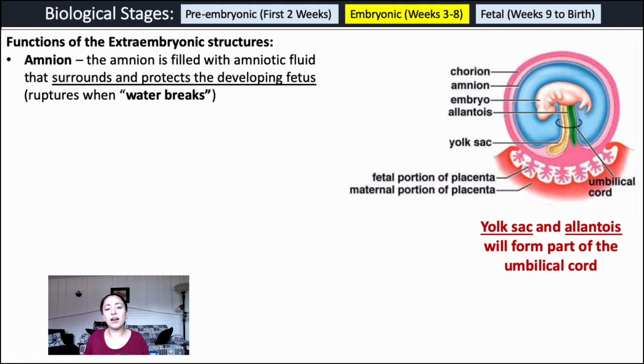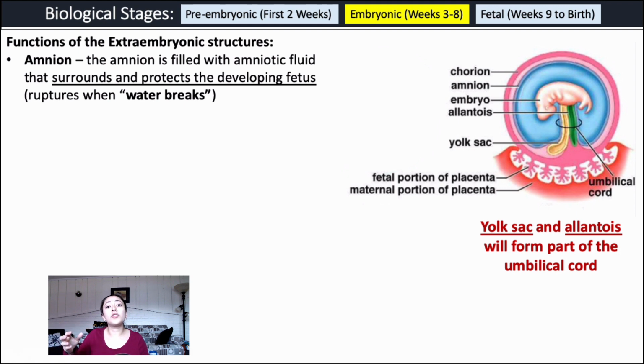So let's start with the amnion. The amnion is a membrane that's filled with amniotic fluid, and this is shown in blue in this diagram again, the amniotic fluid. The function of the amnion and the amniotic fluid is to surround and protect the developing fetus. At the beginning of development, the amniotic fluid in here is actually formed from filtration of the maternal blood. However, eventually it starts to be produced by the fetus urinating and generating more of this amniotic fluid.